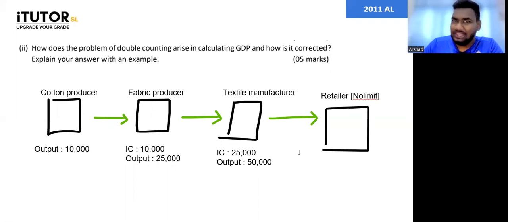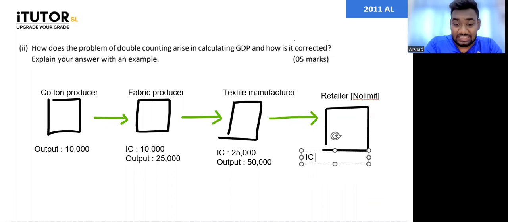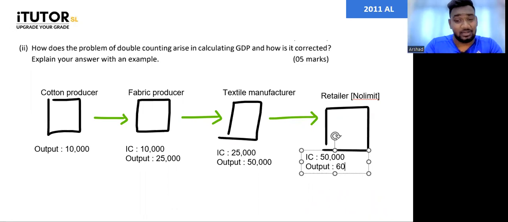Now the retailer will also keep a small profit and everything. He is also displaying the goods. He's also nicely keeping it, providing an air conditioned environment for the customers to come and look at the goods. So there is a value addition there. Fitting rooms, right? Everything is there. So this person uses intermediate inputs of 50,000 and sells the t-shirts, which is the output, for, let's say, 60,000.